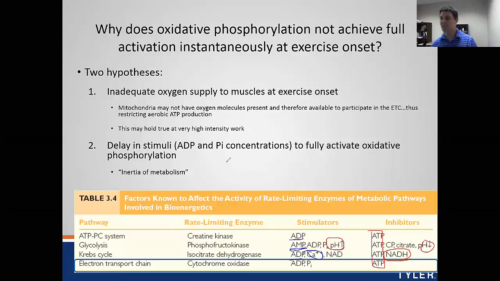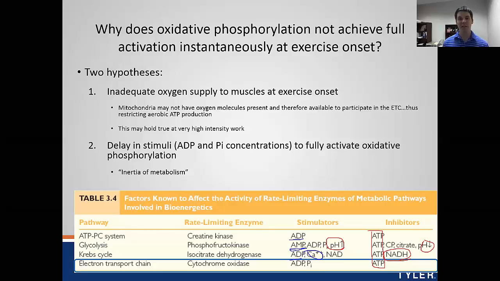Okay. So again, the idea of inertia of metabolism. As we start to metabolize, as we start to break these down, we get these powerful stimuli, which are a positive feedback and ramp the system up and get it going and make it go faster and faster and faster. And that takes a couple of minutes to get to maximal rate, and we can then reach maximal aerobic metabolism to meet demand.